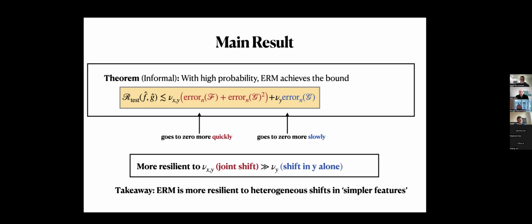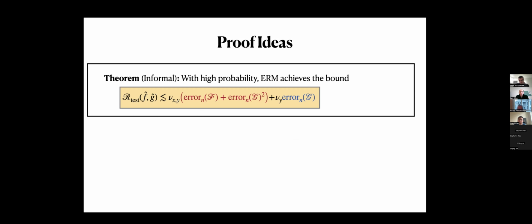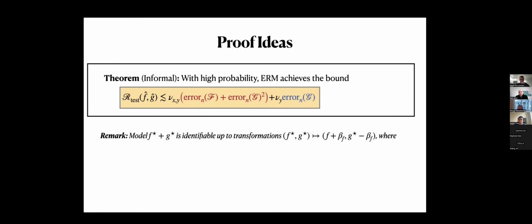So that's the big takeaway: ERM ends up being more resilient to heterogeneous shifts in the simpler features. Let me explain how we think about this and what's going on under the hood. Remember that we have this problem of identifiability.